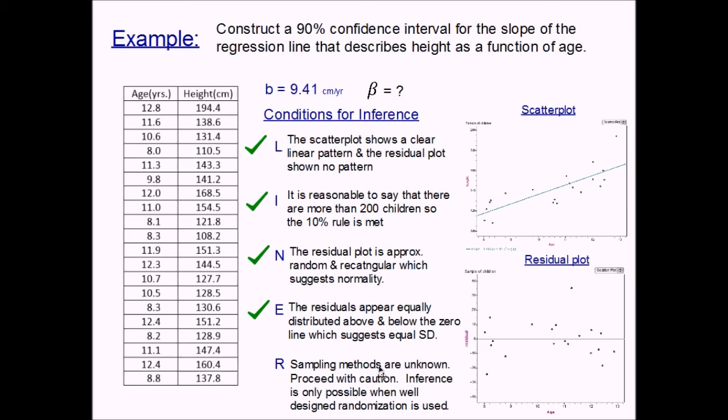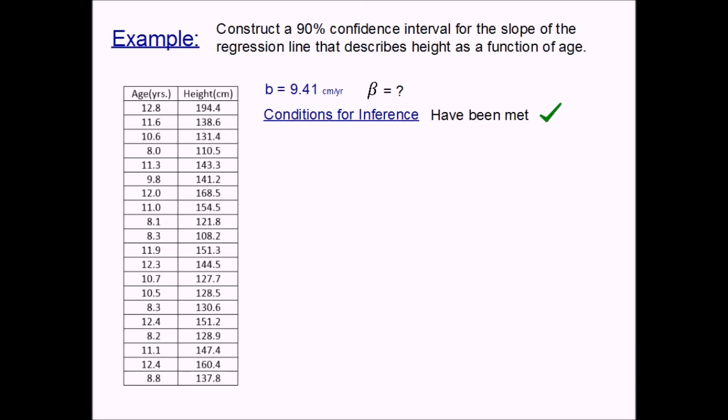The sampling methods were unknown, so this is a proceed with caution. Inference is only possible when well-designed randomization is used. So that is a proceed with caution. It doesn't exactly confirm, but it doesn't deny either. So really, our conditions for inference have been met, which means we can move forward. Right? And just like we did with one variable confidence intervals, we need the distribution, sampling distribution. In this case, it's the distribution of sample slopes.